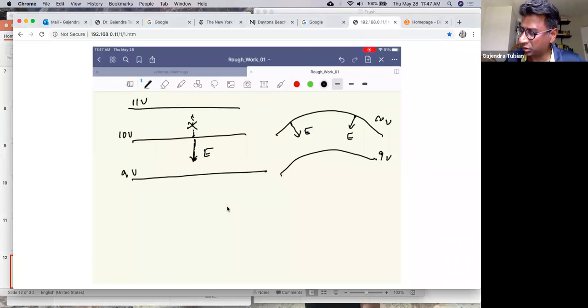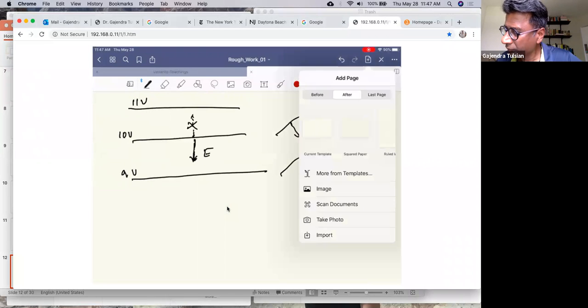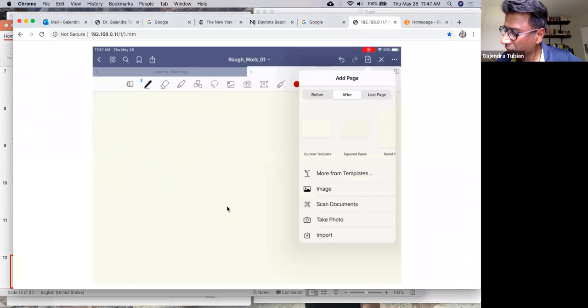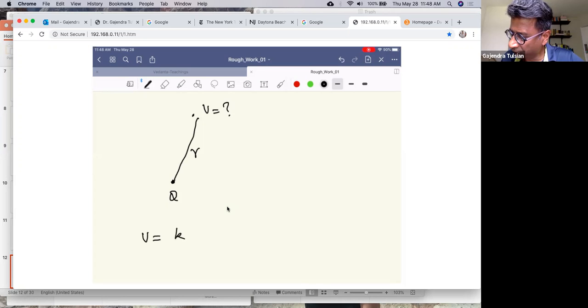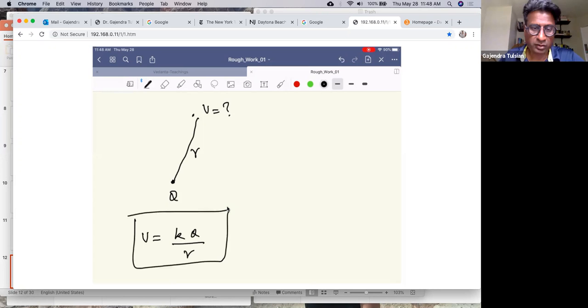Again, let's make sure we understand this. Here's a point charge Q. We want to calculate what the potential is at a distance R from this point charge. And what we found is K, the Coulomb's constant, times Q divided by R. So that's the electric potential at any given point R.